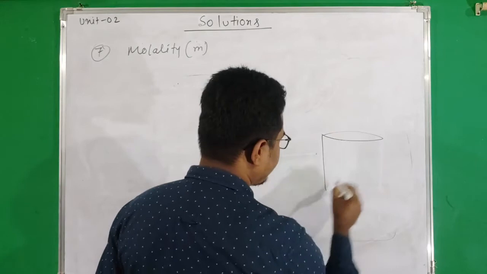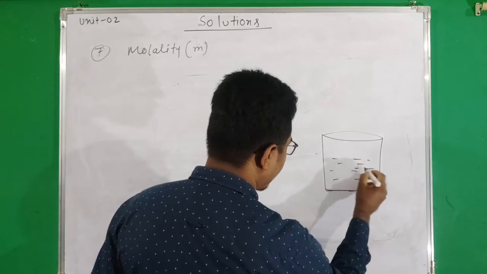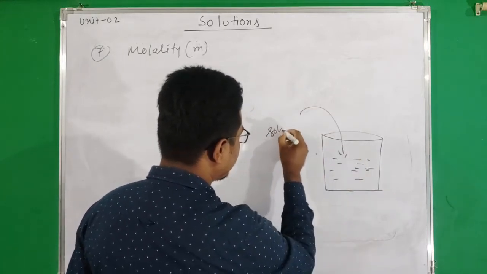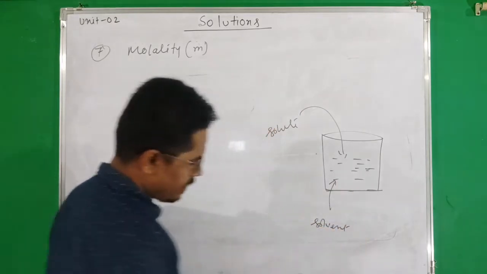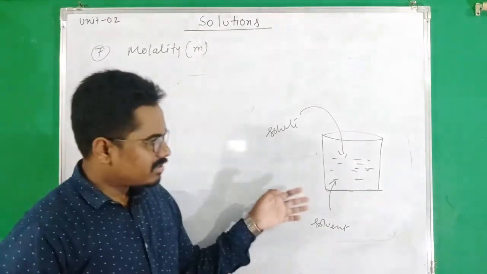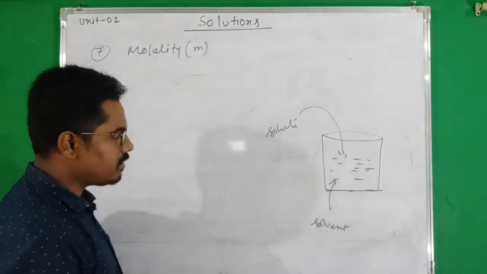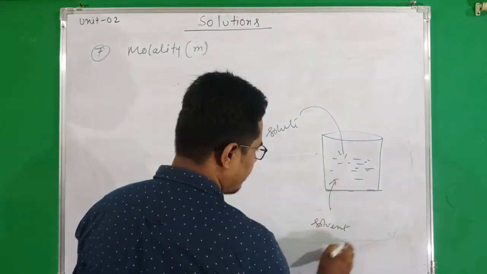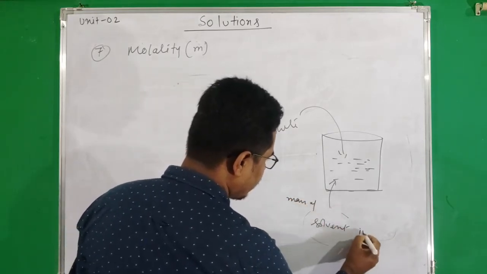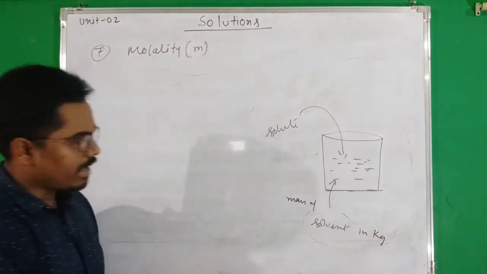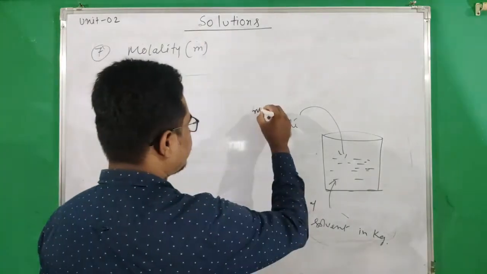Suppose in this case we have a solution having solute and solvent. In case of molarity we considered the overall volume of the solution, but in case of molality we have to consider the mass of the solvent in kg, and here again we have to consider the number of moles of solute.